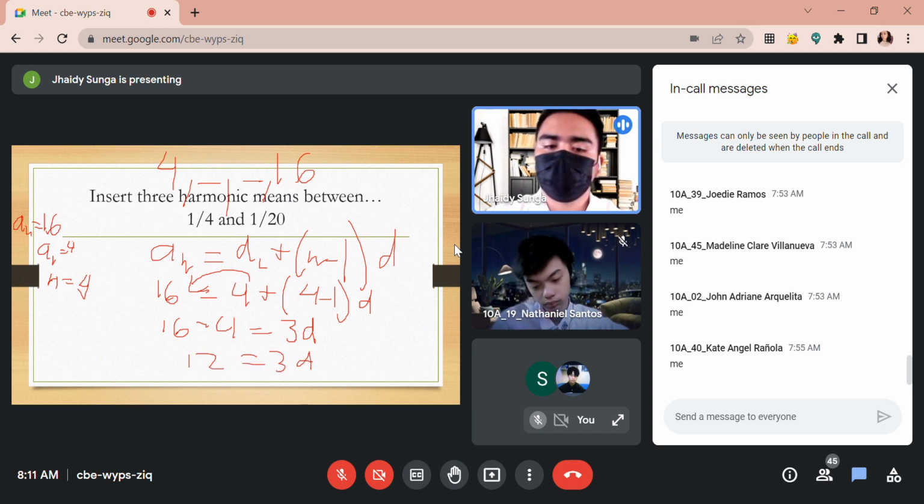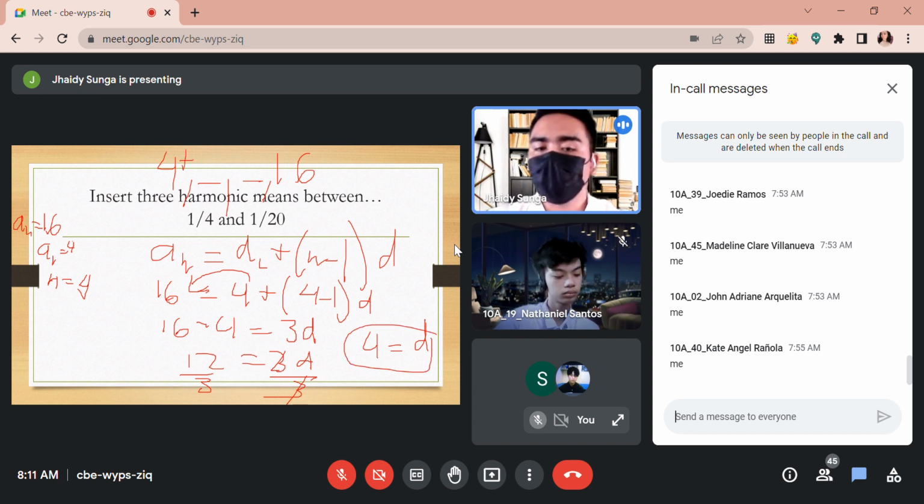So what we're going to do here is divide both sides, in order for us to get the d. Once we cancel that one, we will have 12 divided by 3. The answer is 4. 4 is equal to d. So in this case, you can find the common difference and you just add them all. Okay, do you get it? Because it is difficult when we depend on the middle term. What if there is no middle? Right?